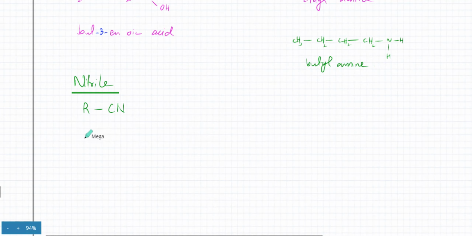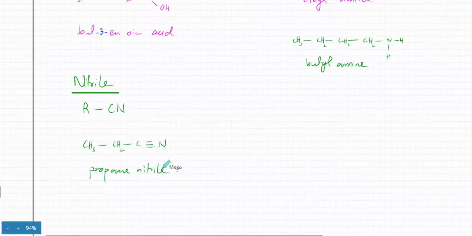So if you have three carbon atoms and there's a CN, and this one has two H and this is three H's, it's going to be called propane nitrile. Okay, that's how you go. If it had two carbon atoms, it would be called ethane nitrile. So that's how nitriles are named.